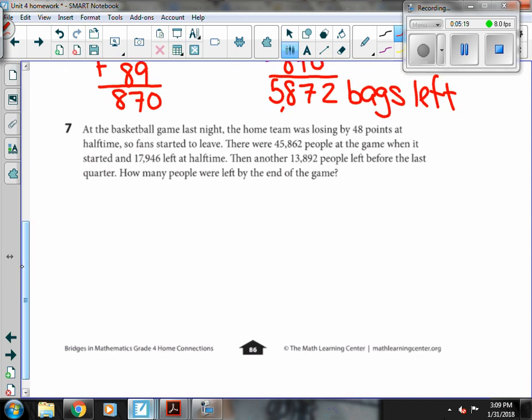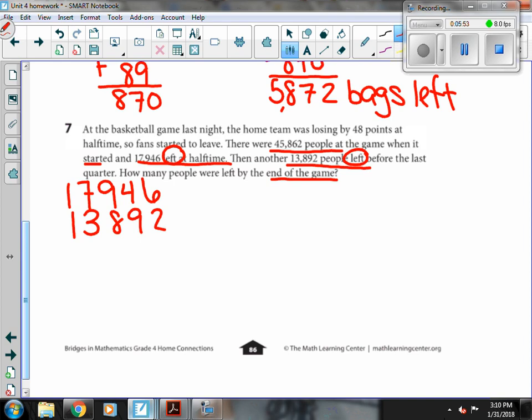And number 7. The basketball game, the home team was losing by 48 points at halftime, so fans started to leave. There were that many people when it started, and that many left at halftime. Then another that many people left again. So how many people were there at the end of the game? So just like we just did, I'm going to add up all the people that left first, and then do one subtraction problem.